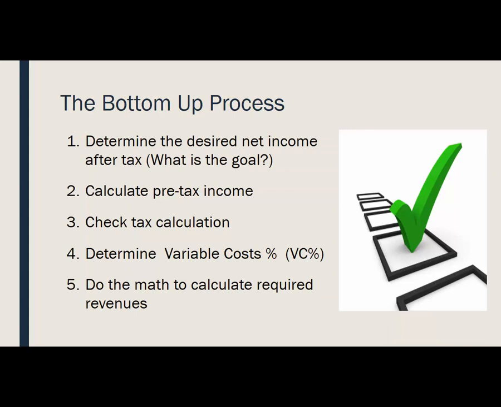So the bottom-up process, what are the steps? First step is to determine the desired net income after tax. So what is the goal? What kind of profit do I want to make? Once we've done that, we can calculate our pre-tax income and then check our tax calculation. Throughout the bottom-up process, as you'll see in an example later, we must always check our math to make sure that we are doing things properly. Then we want to do the math to calculate the required revenues. And that's our last step once we've determined our variable cost percentage.